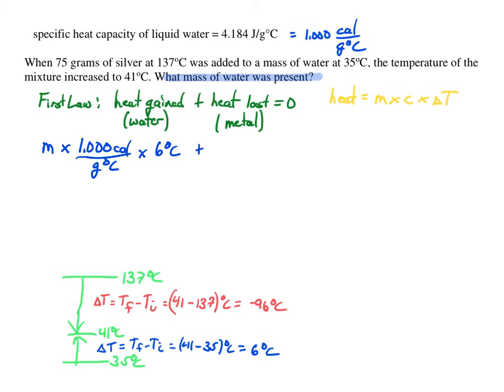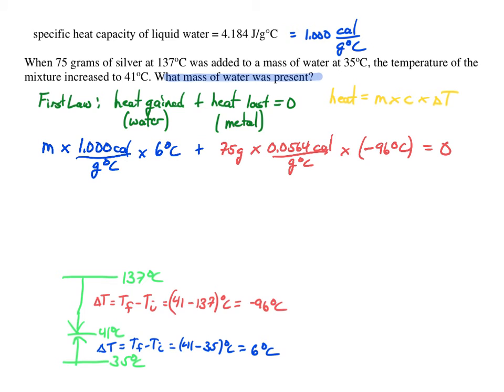Now we'll apply the equation to the silver metal. We're told we have 75 grams. Its specific heat capacity is something we can look up or be given in a question statement. This is 0.564 calories per gram degree C. And we're going to multiply by our delta T, which is a negative 96 degrees C. And these values together need to sum to 0.